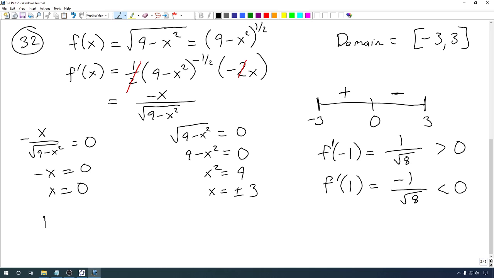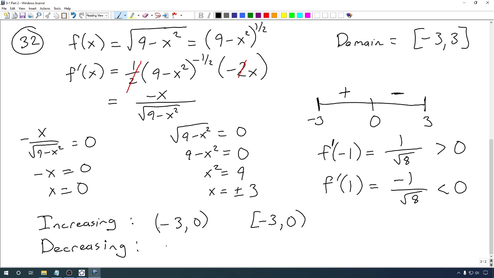So we can say that our function is increasing from negative 3 to 0. Now, you could go ahead and just put in the open interval here. Technically, we could also include the endpoint of negative 3, just because there's not really anything below negative 3 to counteract it being increasing. You can do the same thing for the decreasing portion on the other side, from 0 to 3. Or you could say from 0 to 3 including 3.